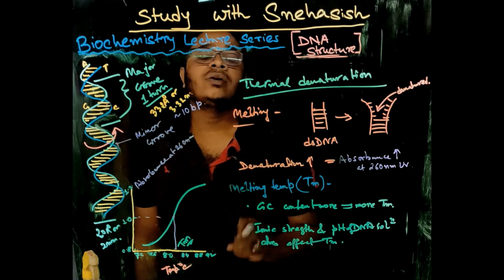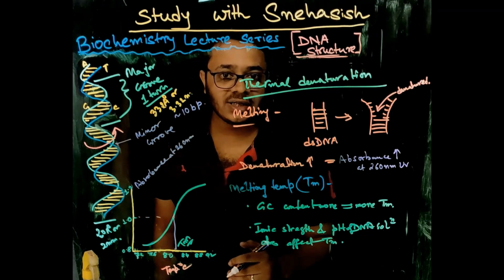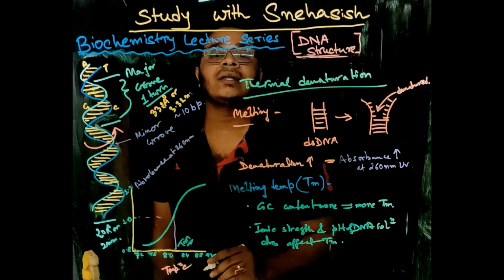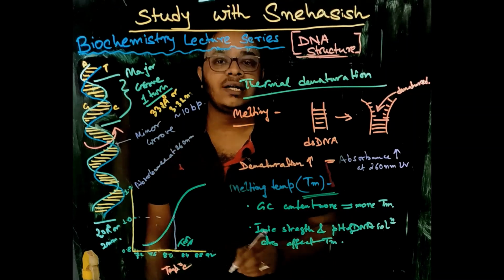So today I discussed the DNA structure, mainly B-DNA and also Z-DNA, triplex DNA, quadruplex DNA. In addition to that, we also understood the stability of DNA, the factors that affect the DNA stability, and also what is thermal denaturation and melting temperature or Tm.